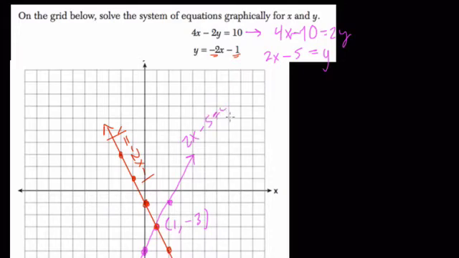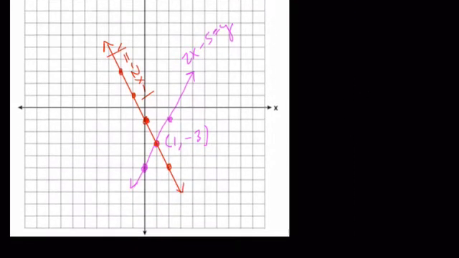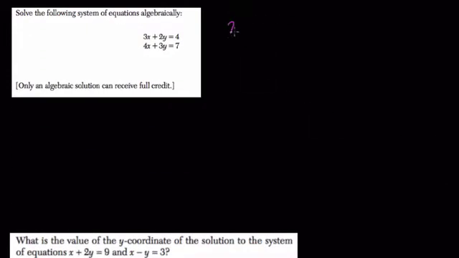So with these, you just graph the lines and find when they meet. And if that doesn't help you, you can use the calculator, graph them, and then hit second trace and you'll find they intersect. Okay, solve the following systems algebraically. So they give you these two linear equations, 3x plus 2y equals 4, and then 4x plus 3y equals 7.